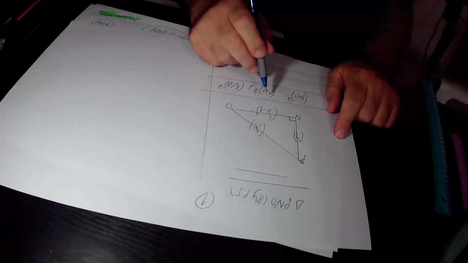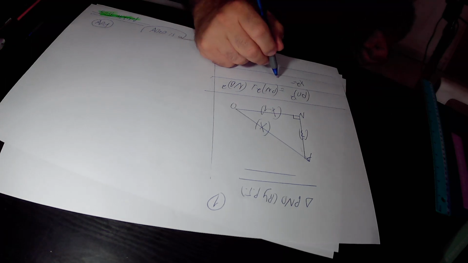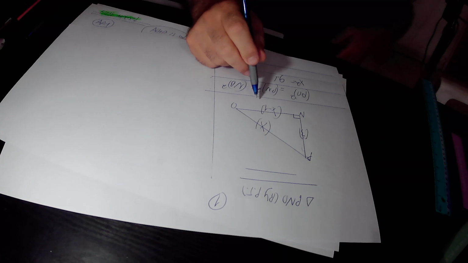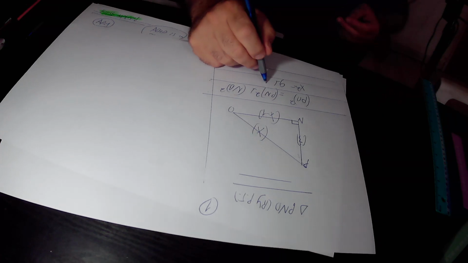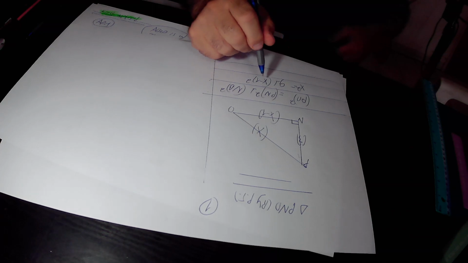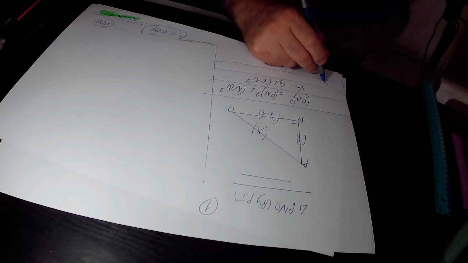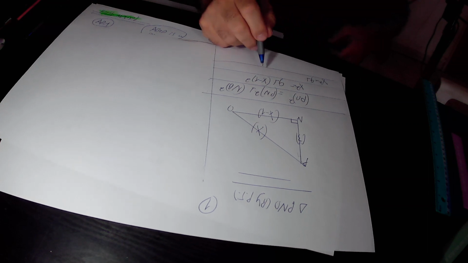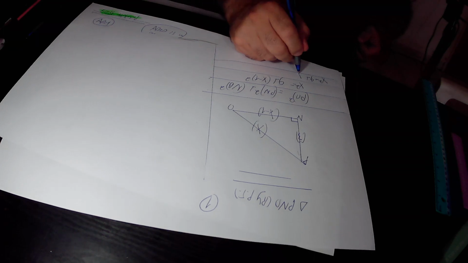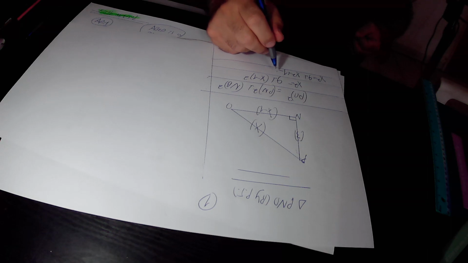PO is x, therefore PO squared is x squared, and it is equal to PN squared. PN is 3, therefore PN squared is 3 squared, that is 9, plus NO squared. NO is x minus 1, therefore NO squared is (x minus 1) squared. So in total we find that x squared equals 9 plus (x minus 1) squared. Here we open the brackets: (x minus 1) squared equals x squared plus 1 squared, that is 1, minus 2 times x times 1, that is minus 2x.